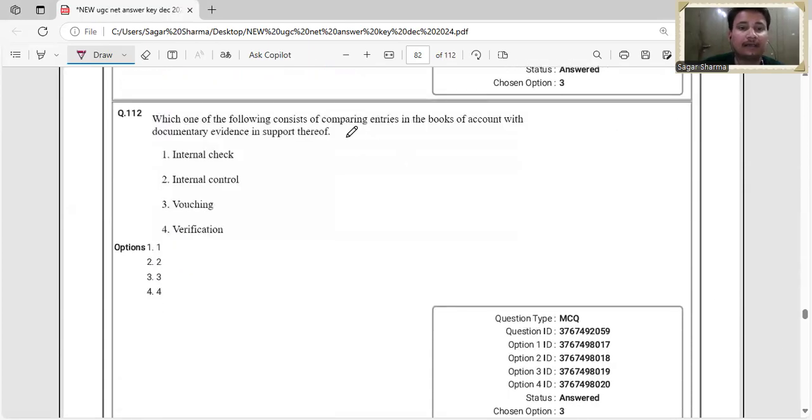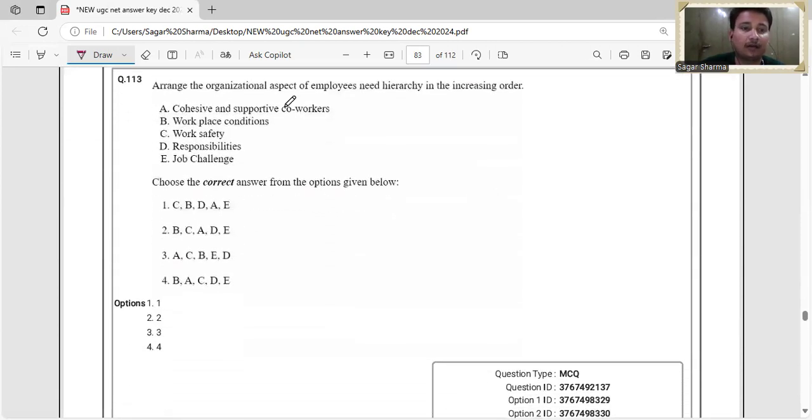Which one of the following consists of comparing the entries in the books of account with documentary evidence? This is the keyword, documentary evidence in support thereof. So this process is known as vouching, where we check the vouchers with the entries.